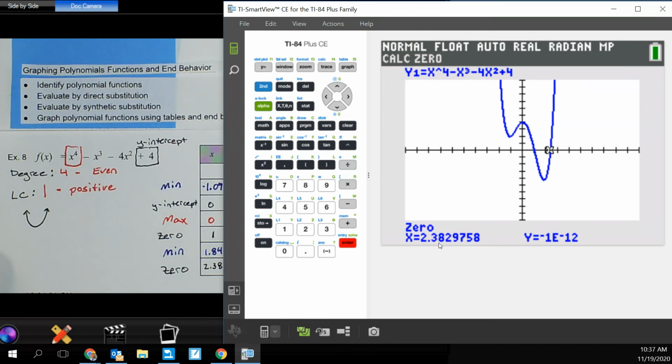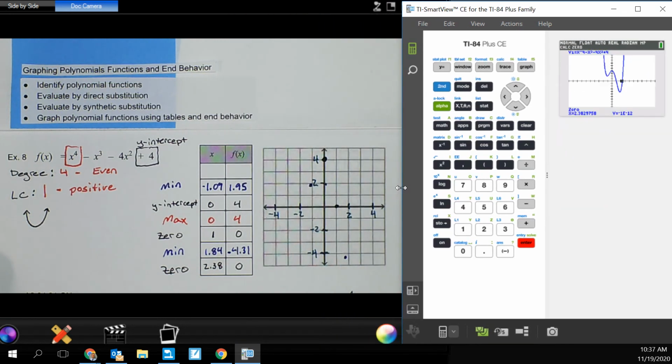And negative 1 times 10 to the negative 12th. So basically that's just 0. And so when I go to graph it, I just need to be at 2.38. So 2.5 would be right in the middle. So just a little bit less would be where the 0 is located.